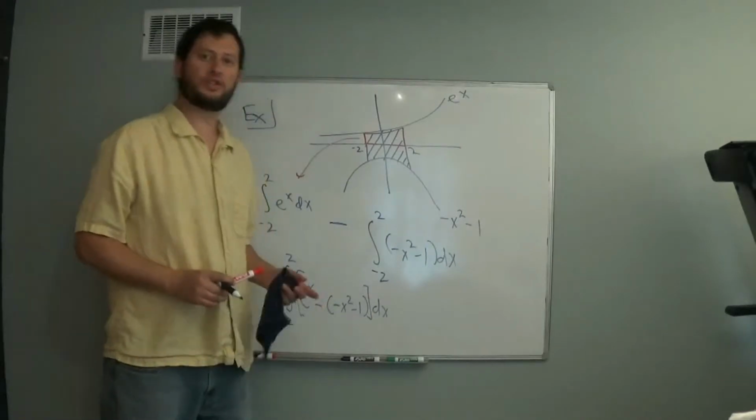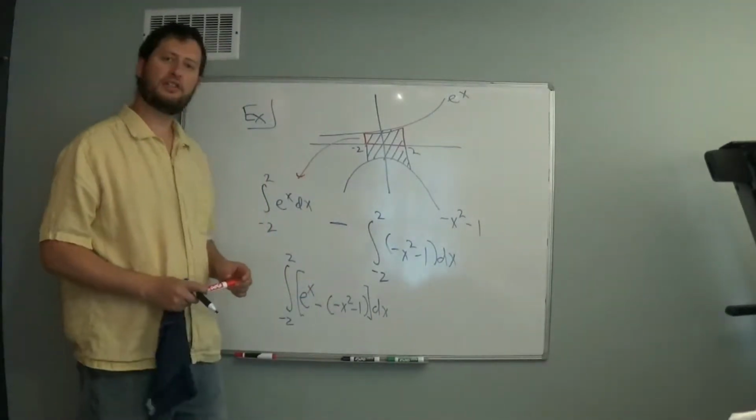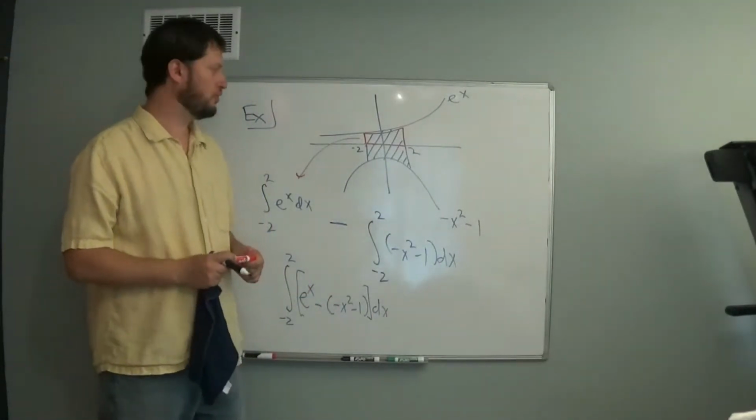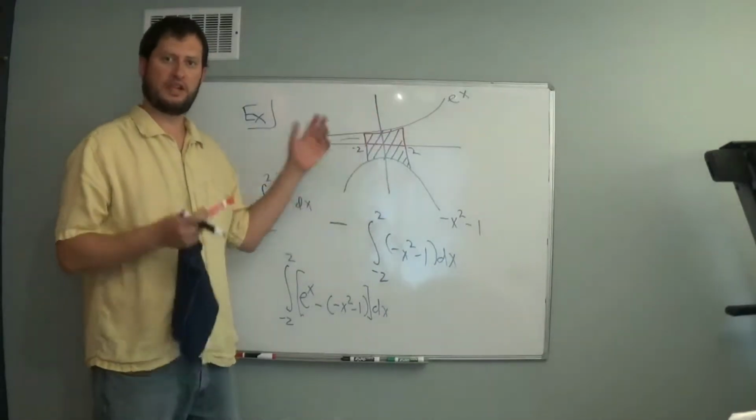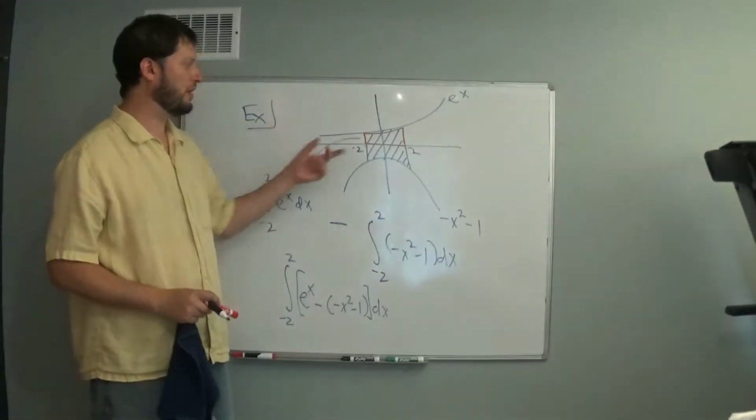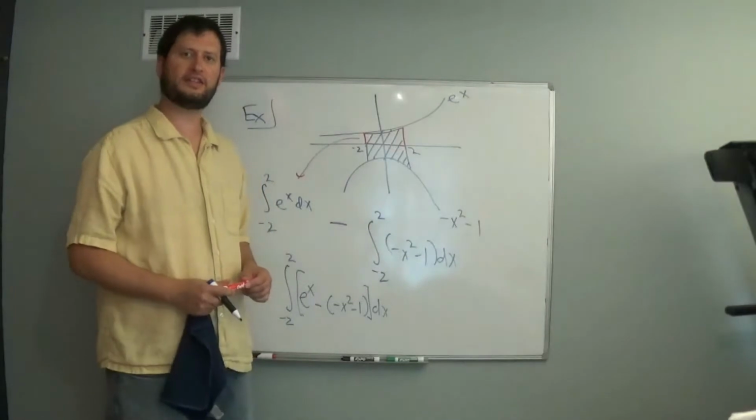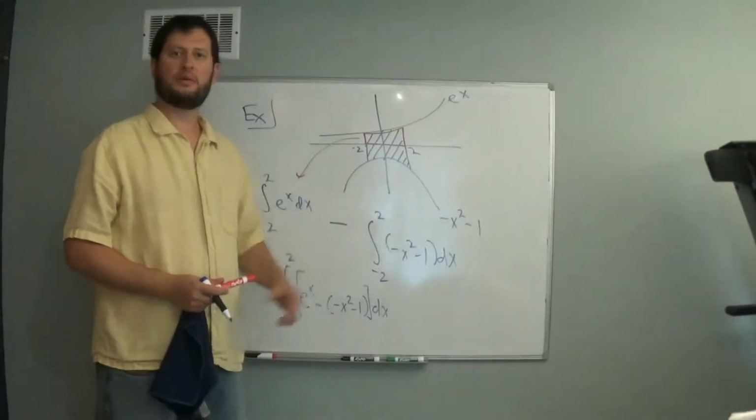This is always going to be the case. To find the area between the two curves, we'll set up an integral, top curve minus bottom curve. Top minus bottom, no matter where they are. Even if they were both below the x-axis, it would still be top curve minus bottom curve.